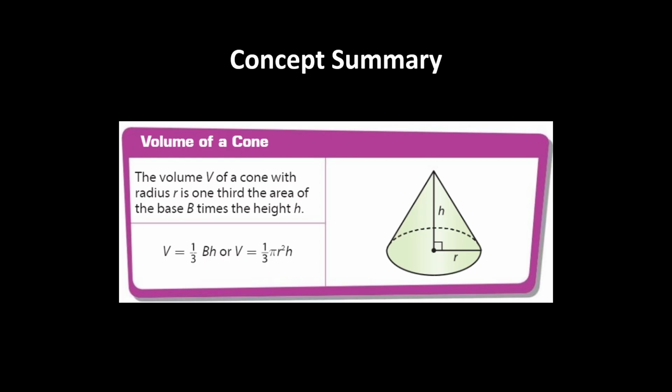So that was it. That was how to find the volume of a cone. So the volume of any cone with radius r is 1/3 the area of its base times the height, or 1/3 times pi times radius squared times height. And remember that the volume of a cone and the volume of a cylinder with the same radius and height have similar dimensions. The volume of that cone is 1/3 the volume of that cylinder.